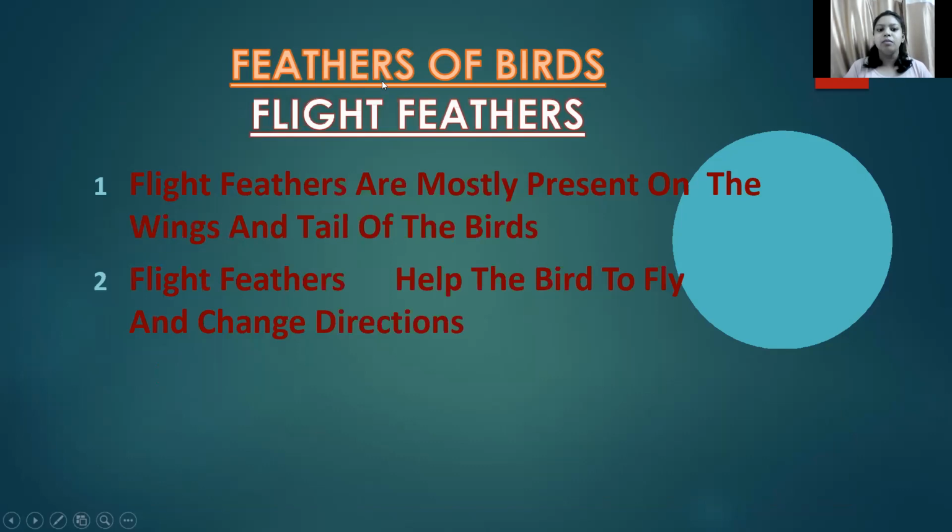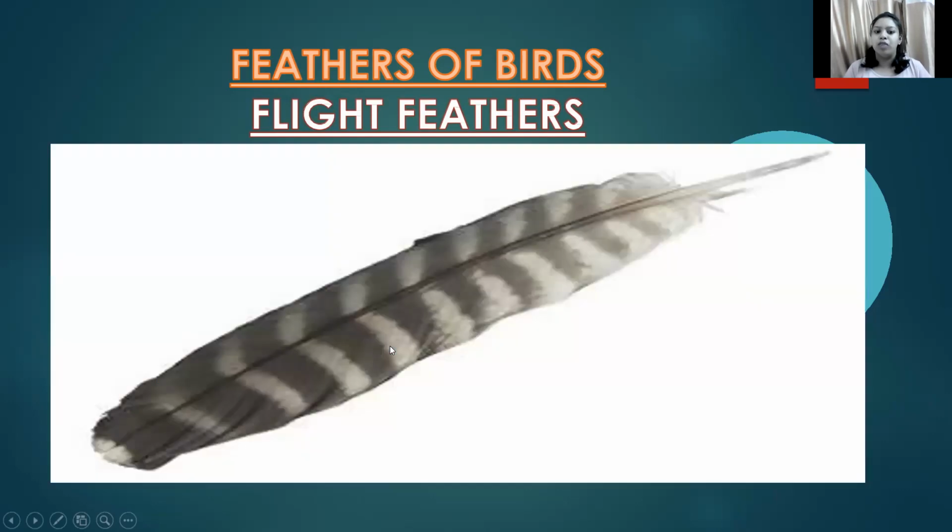Okay. Moving on, flight feathers. Flight feathers are mostly present on the wings and tails of the bird. Flight feathers help the bird to change directions. So, these flight feathers that are present on both the wings and the tails of birds help them to change direction. So we learned there are three types of feathers on a bird, that is down feathers, body feathers, and flight feathers.